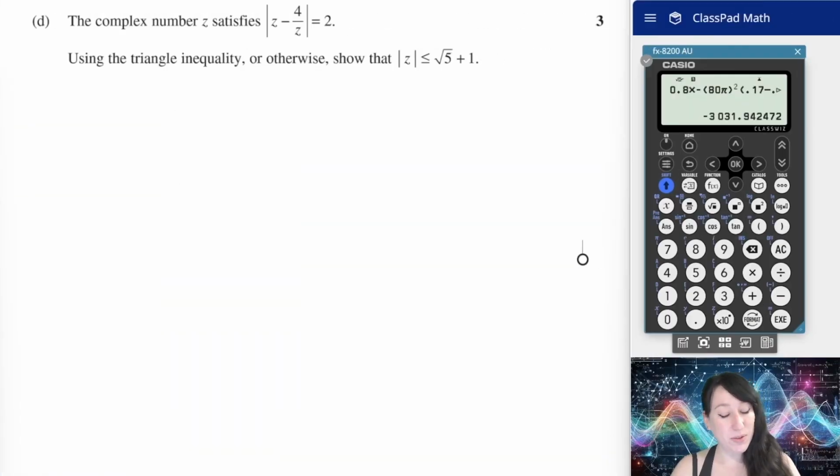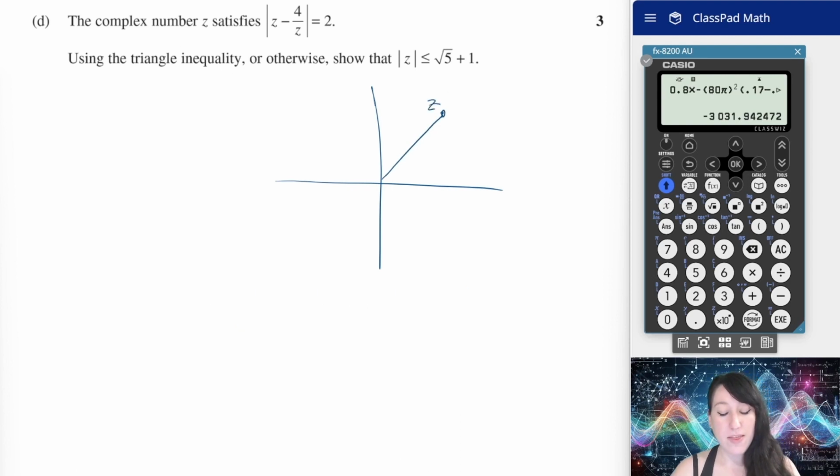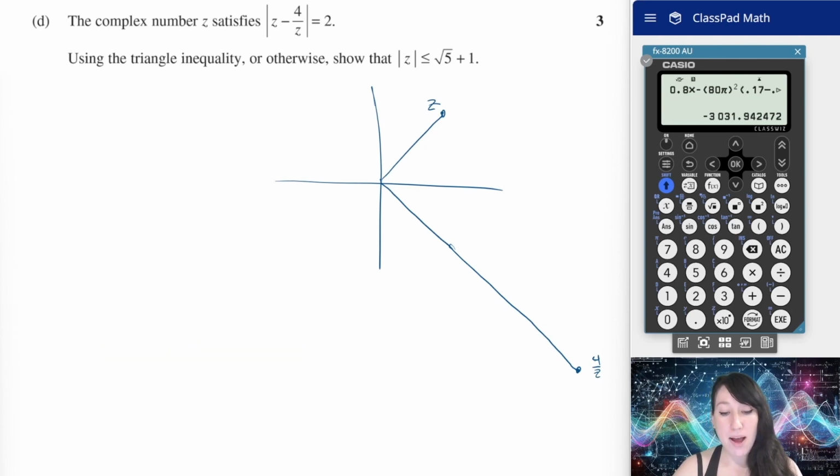So, if you like, you could do a quick sketch to help see where the triangle inequality comes in here. If we just draw an arbitrary complex number z, then what would 4 over z look like? Well, we would take 1 over z and then times it by 4. So 1 over z would be here, and then 4 times its length. And then z minus 4 over z would be this here. And we are restricted to the length of this difference being 2.